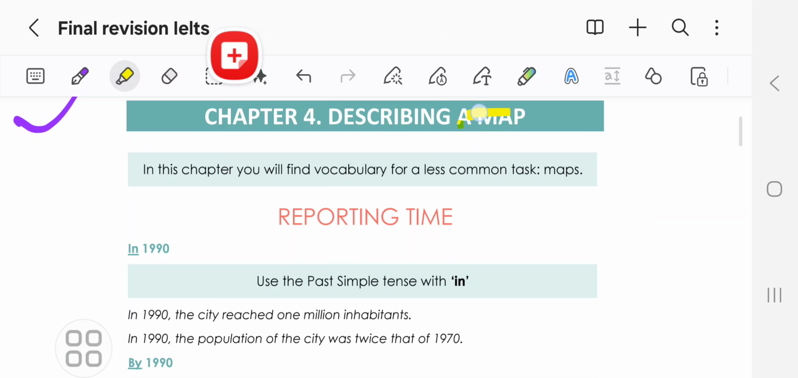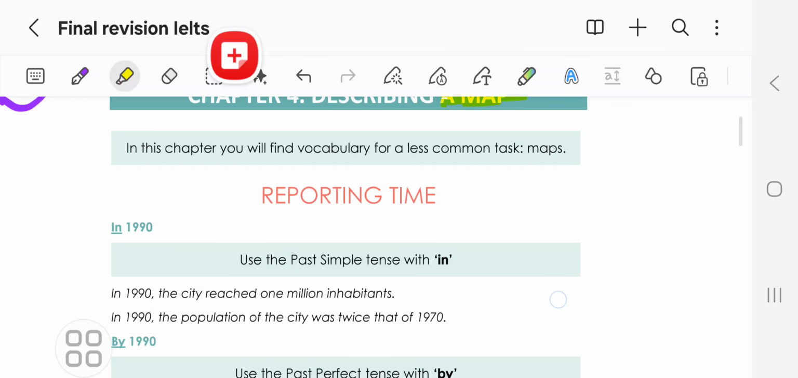Okay, describing a map. So you can talk about this. Basically in the map, you remember, maps questions are rare, but they do come. So just keep them in mind. In this chapter you're going to do the vocabulary, which is a less common task.